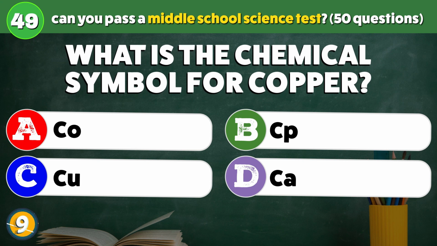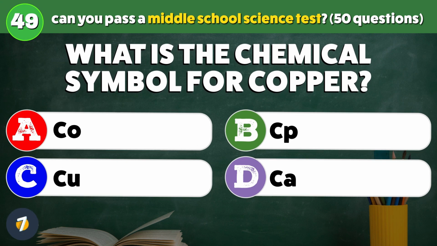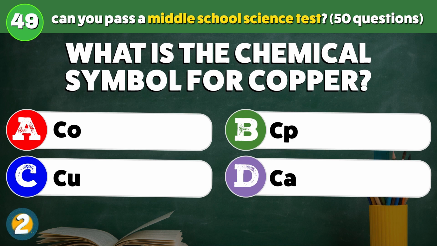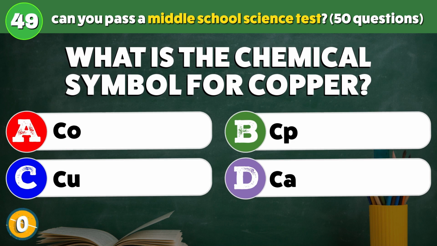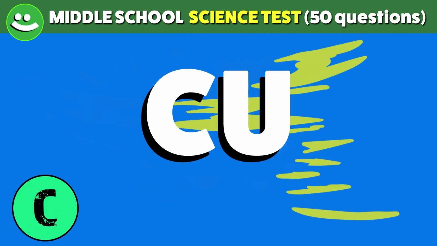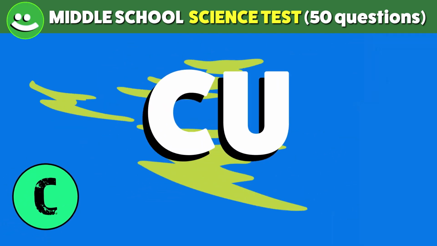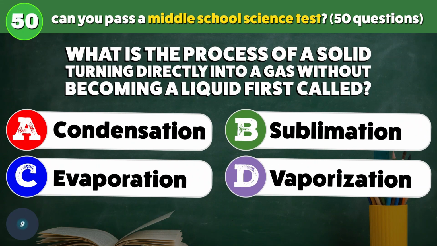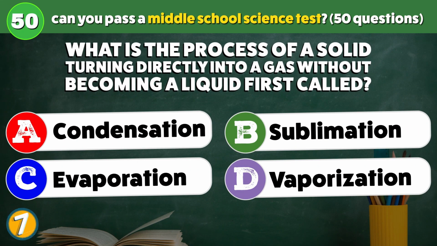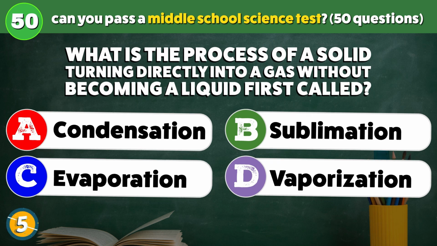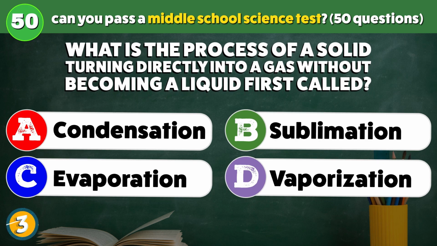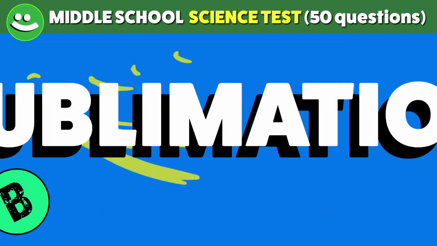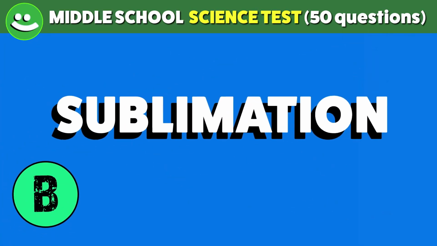What is the chemical symbol for copper? Is it CO, CP, CU, or CA? It's CU. What is the process of a solid turning directly into a gas without becoming a liquid first called? Is it condensation? It's sublimation.